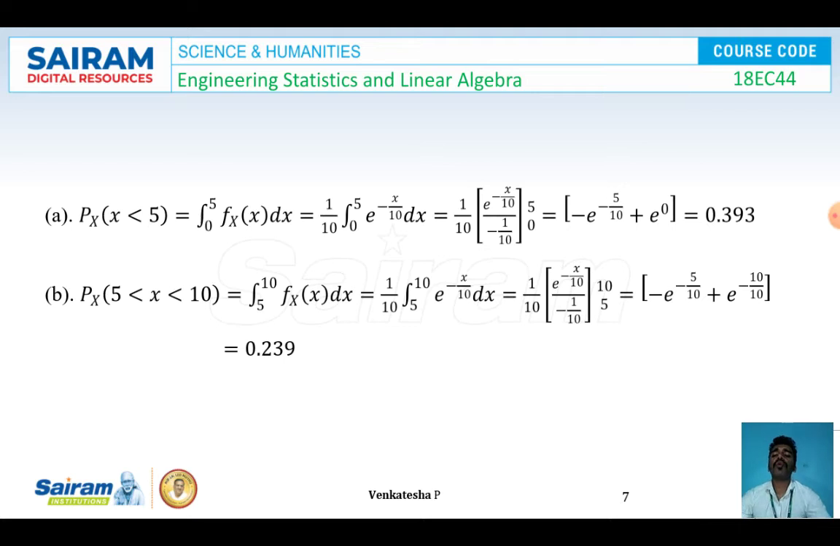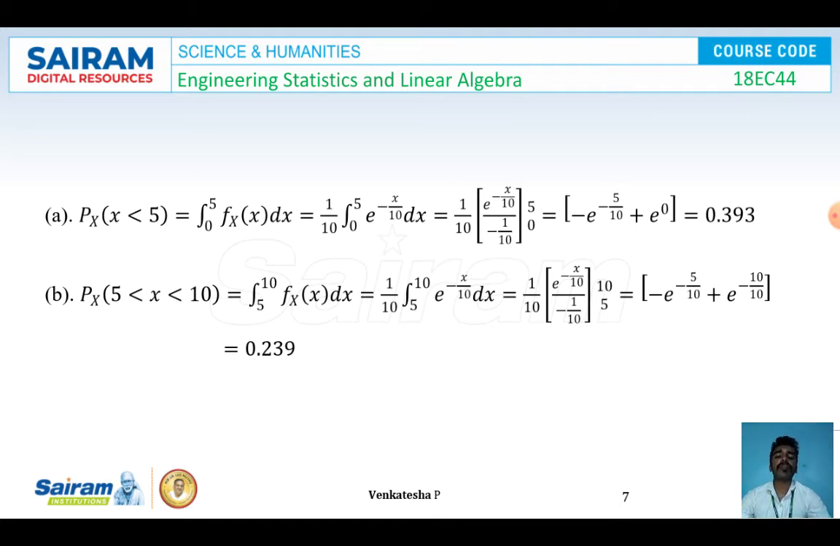Next one, we have to wait between 5 and 10 minutes. So in the sense, p of x, 5 less than x less than 10. So the x limit varies from 5 to 10 here. So the integral 5 to 10 fx of x dx, in the place of the density function, I'm using 1 by 10 e power minus x by 10. So the 1 by 10 I'm taking outside as a constant. Integration 5 to 10 e power minus x by 10 dx.